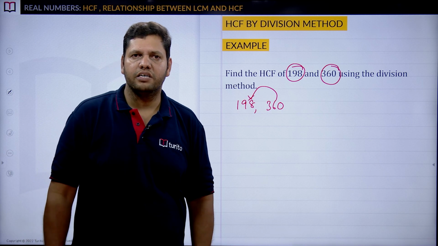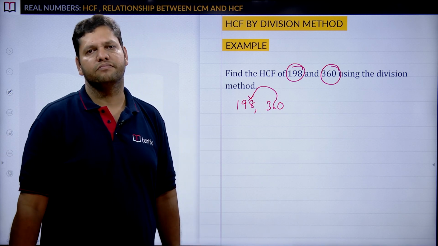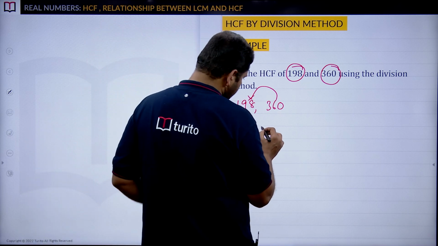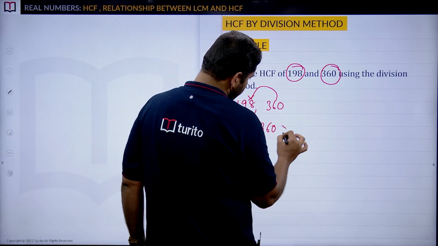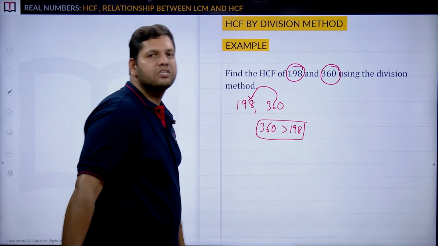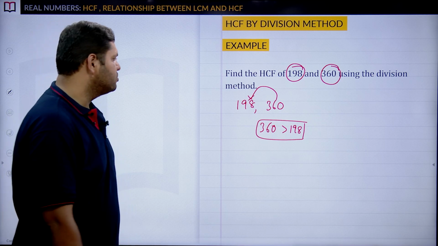198 by 360 is not at all possible, because 198 is a smaller number and 360 is a what, children? It is a bigger number. So we can write 360 is greater than 198. Isn't it, children? Now, children, do the division here.